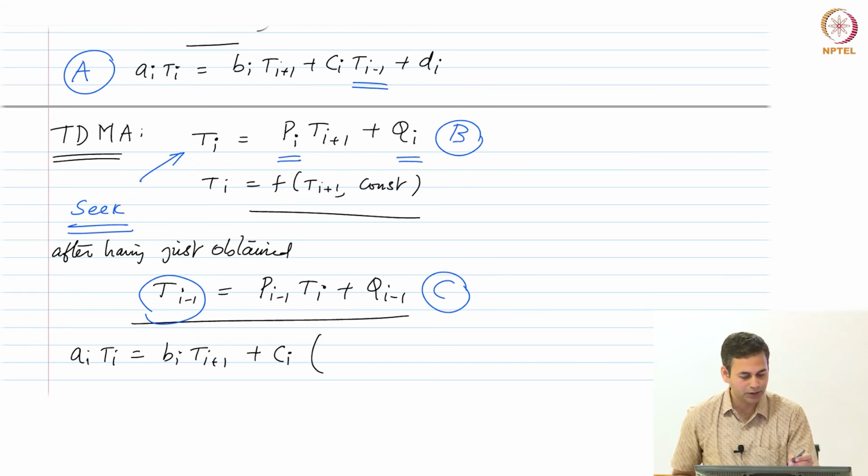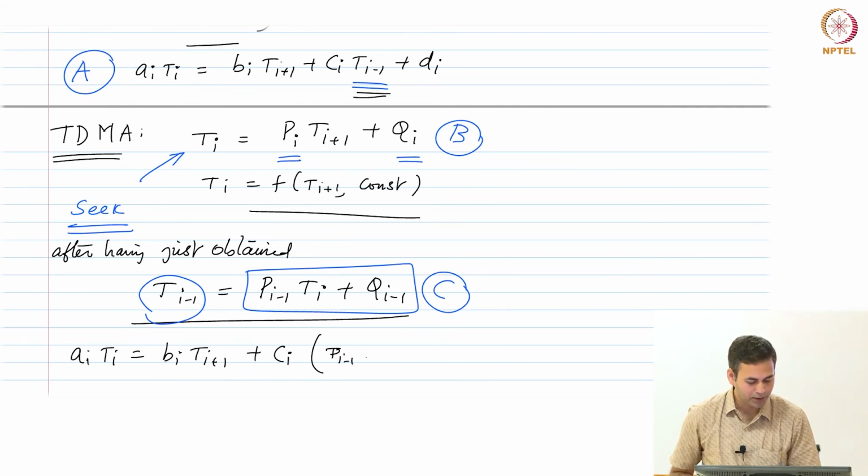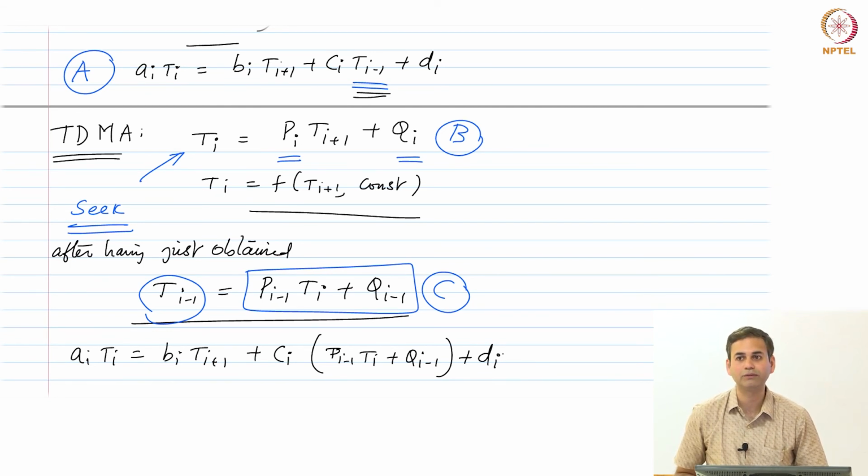Ti minus 1 is this entire expression, Pi minus 1 Ti plus Qi minus 1. So, I plug in here, this would be Ci times (Pi minus 1 Ti plus Qi minus 1) plus Di. Essentially we substituted equation C into equation A for Ti minus 1, right, that is all we did. Now, why did we do that? Because this final equation we got is a function of what dependent quantities? Ti and Ti plus 1 only, right, okay.